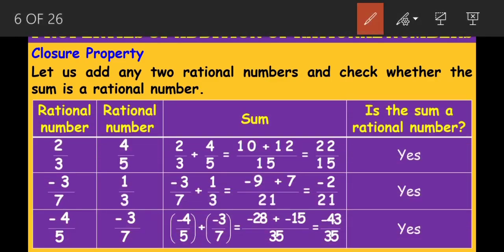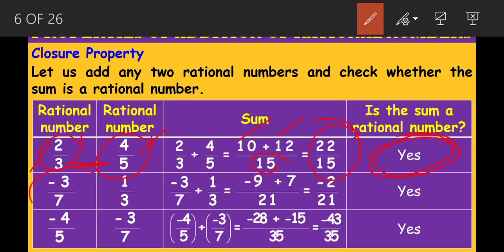That means, let's check with some rational numbers. Here 2 by 3 is there. Here 4 by 5 is there. How to add them? Because of different denominators, we have to take the LCM. What is the LCM? 15. 3 fives are 15. 5 into 2, numerator 10. 5 threes are 15. 3 into 4, 12. What is the answer, children? 22 by 15. So 2 by 3 is a rational number, 4 by 5 is a rational number, and their sum is also a rational number.